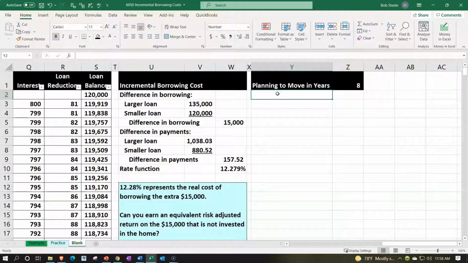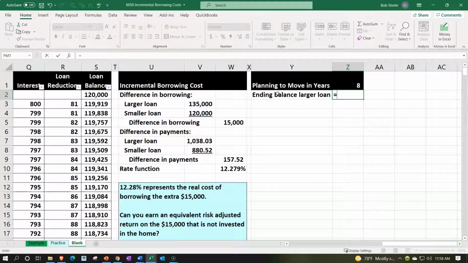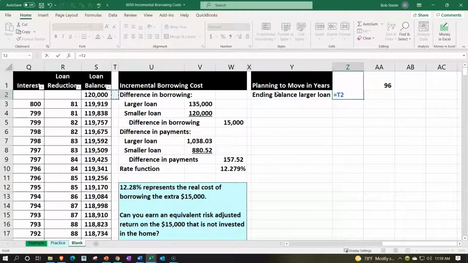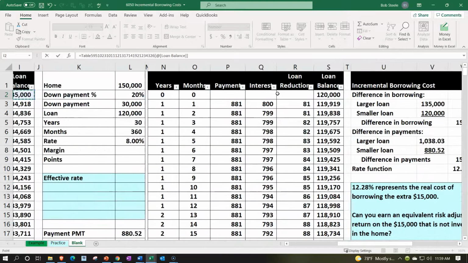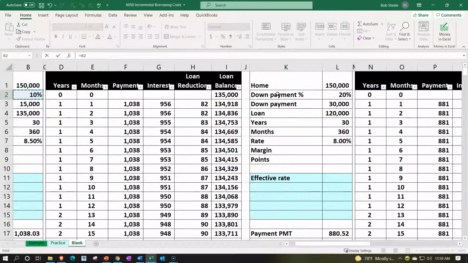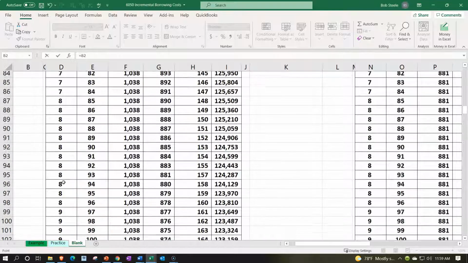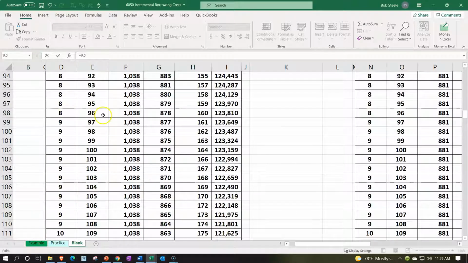So I'm going to say ending balance for the larger loan, let's call it, is going to be equal to, so I'm looking at the end of 8 years. 8 years is going to be 8 times 12. I'm looking at 98 in terms of the period. Should be at the end of 8 years. I could see it either way. So if I scroll down to this one after years 8, right there it is, and there it is.